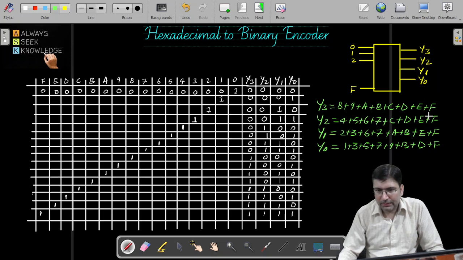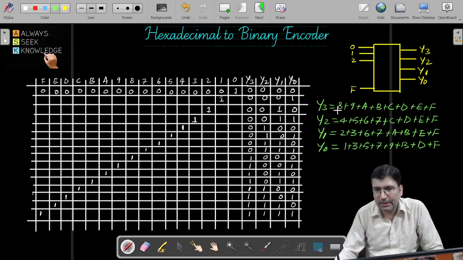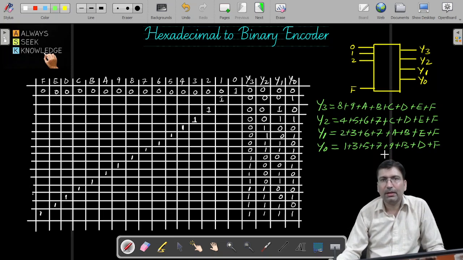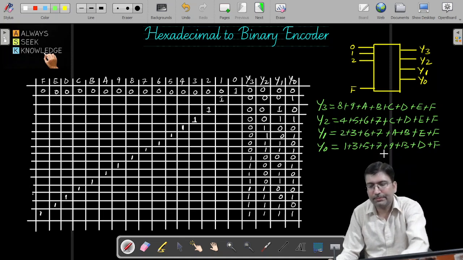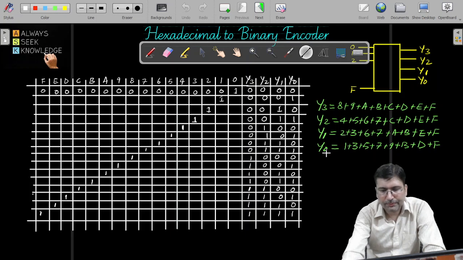Now once you have this, you can draw the circuit. So there will be 16 input lines and you will be having OR gates. So there will be 4 OR gates and every OR gate can handle these many inputs. And you can connect these lines as we have connected in case of octal to binary conversion. So if we want to draw the circuit for these Y3, Y2, Y1 and Y0, we can draw like this.